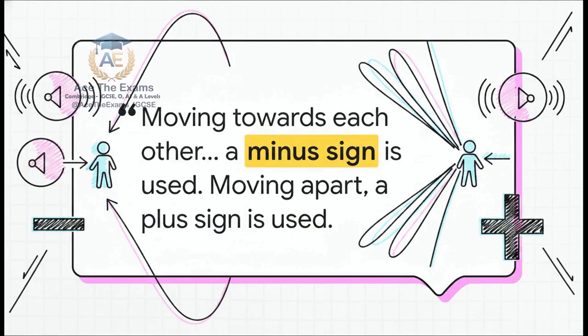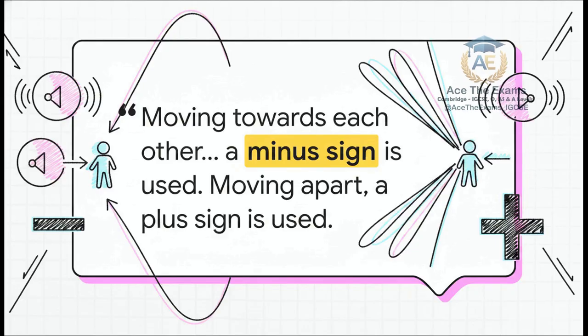Let's lock this logic in right now so you never forget it. If the source and observer are moving towards each other, a minus sign is used in the denominator. Why? Think about the math. A smaller denominator results in a higher overall frequency, which matches our ambulance analogy. Conversely, if moving apart, a plus sign is used, resulting in a larger denominator and therefore a lower observed frequency. If you remember the logic behind it, you will never mix up the signs.